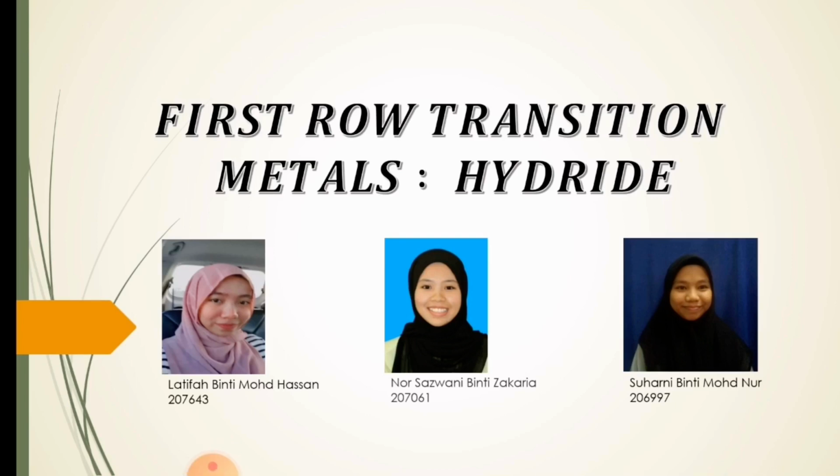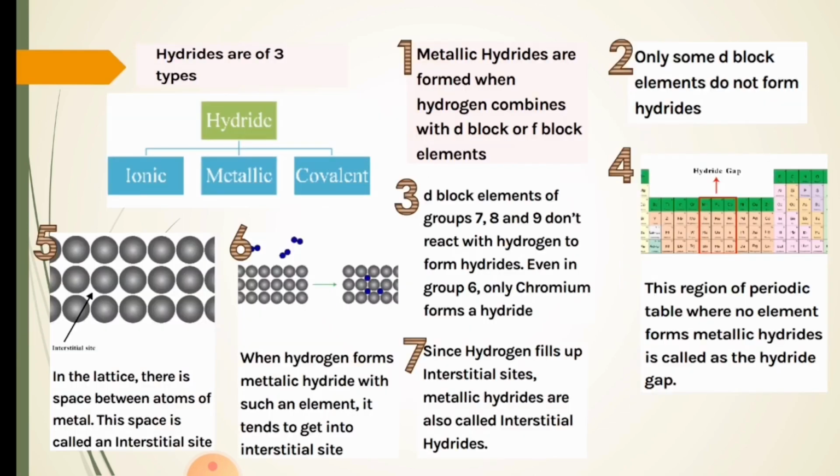Today we are the last group, group 15, going to present about the first row transition metals hydride. My name is Latifah binti Muhammad Hassan, my matric number is 207643, and my friend is Nur Sazwani binti Zakaria, 207061, and my other friend is Suharni binti Muhammad Nur, 206997. So let's start. Hydride consists of three types, which are ionic, metallic, and covalent.